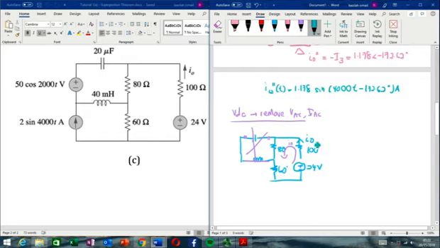Can directly calculate I naught. So we can directly calculate I naught by using Ohm's law. V divided by Z total. So since this is in series, alright. So I naught is equal to 24 divided by Z total, 100 plus 80 plus 60. So the answer is 0.1.